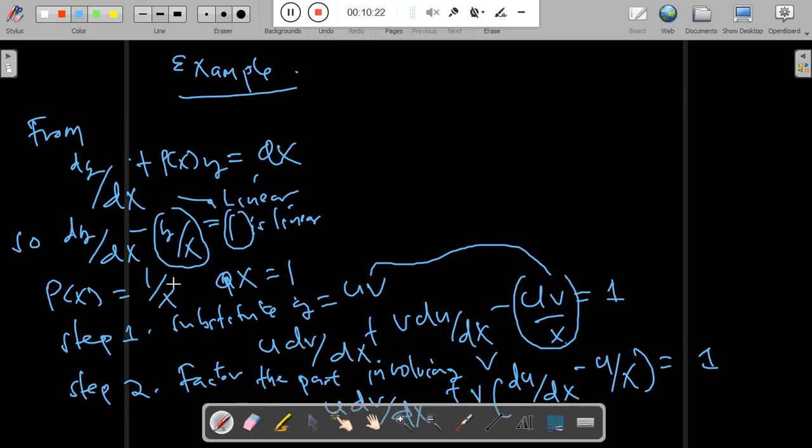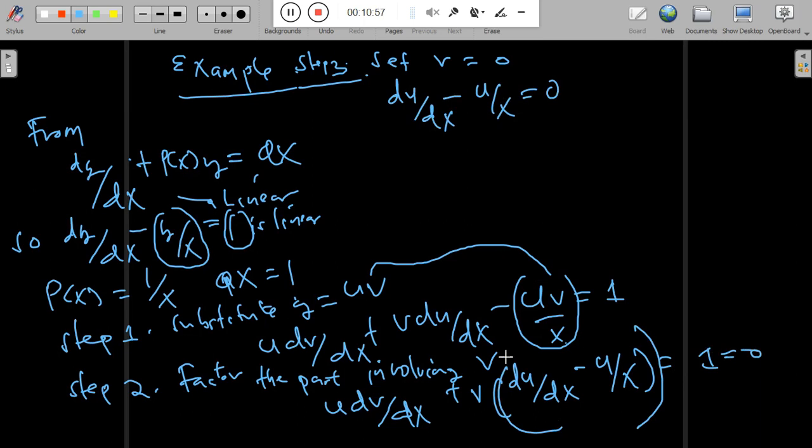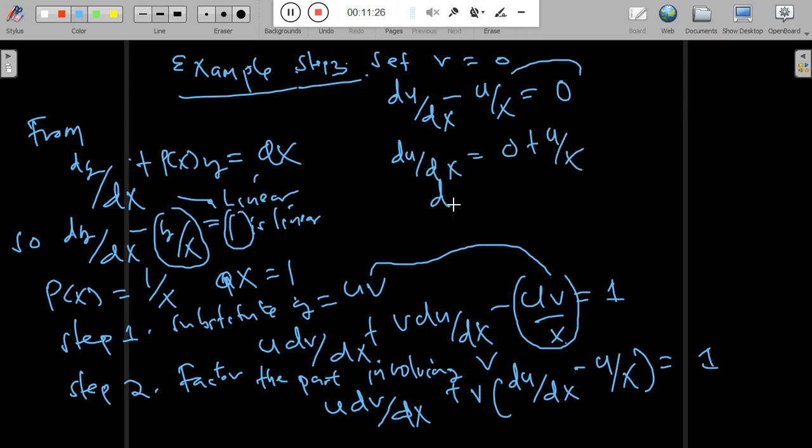After that, let's go to another step. Step number 3, we need to set v equal to 0. When we set v equal to 0, our equation becomes du over dx minus u over x is equal to 0. We solve for du over dx and move u over x to the right-hand side, so du over dx is equal to u over x.